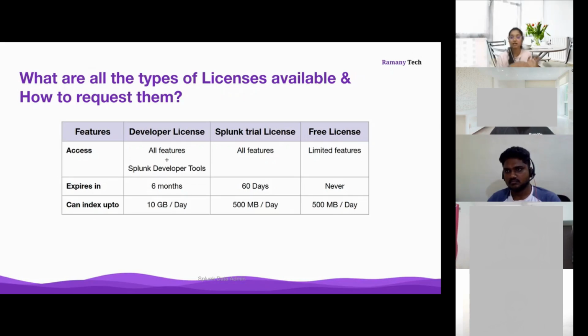In that case, I can reach out to the Splunk sales team and tell them that I have this requirement, I need to index 100 GB of data. They will issue the 100 GB license, and obviously that's going to cost money on an enterprise level. So that is the enterprise license, which should be used in production.